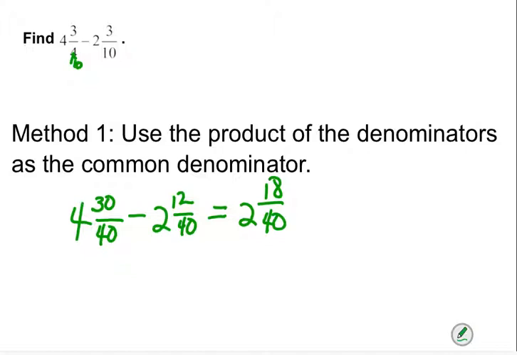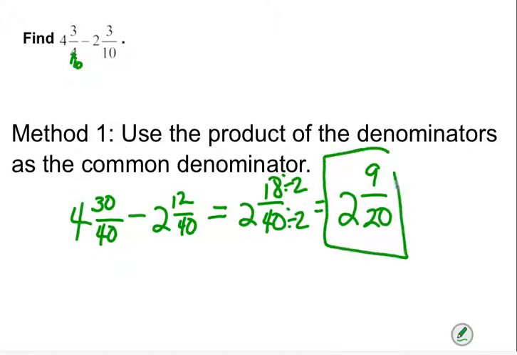Divide the fraction by 2. Okay, I could divide by 2, or another number, and that would give me 2 and 9/20ths. Is that correct? Can I reduce it any further? So my final answer is right here. That's my final answer. Okay?